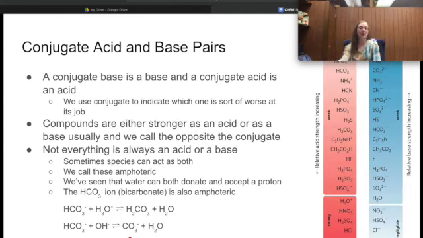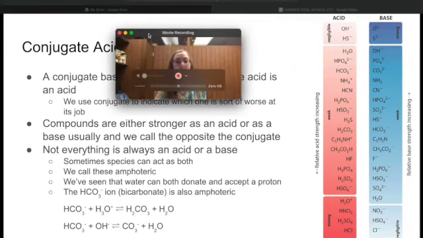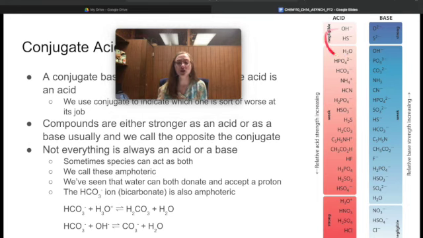So, a conjugate base is a base, so it still is a base even though we say conjugate base, and a conjugate acid is an acid. We use conjugate to kind of indicate which one's worse at its job, for example. So if something is really great at being an acid, its conjugate base is not very good at being a base, for example.